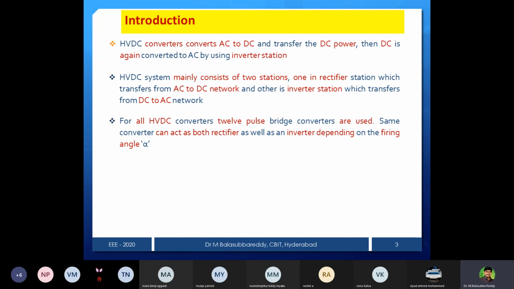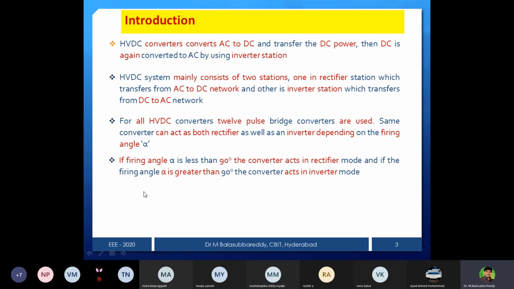The same converter, whether it is a rectifier or inverter, can operate both ways. That is, as we mentioned, by controlling the firing angle alpha, it can act as a rectifier as well as the inverter, depending upon alpha. If you change alpha, that converter can automatically act in rectifier or inverter mode of operation. If alpha is less than 90 degrees, it will act as a rectifier, and if alpha is greater than 90 degrees, it acts in inverter mode of operation.